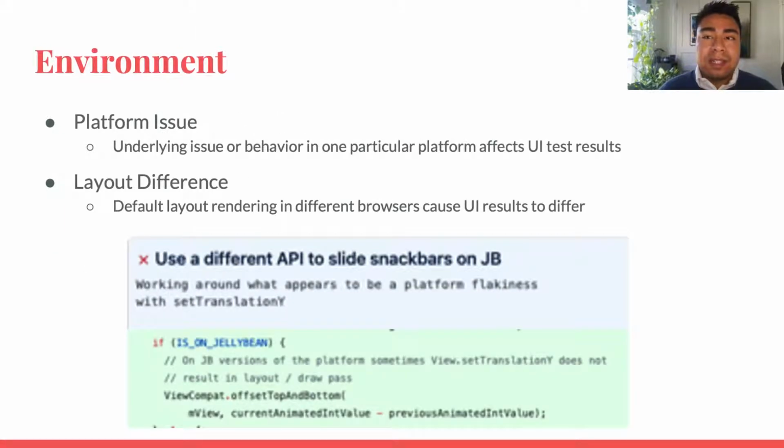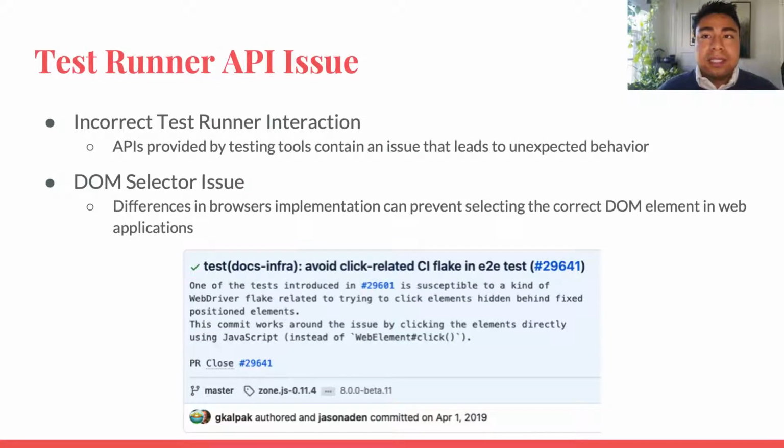The next category is environment, which includes subcategories like platform issue, where the platform being used causes the flakiness, and layout differences, where different rendering engines produce different layouts that differ from the expected layout. Test runner API issues include incorrect test runner interactions, where the API provided by the testing tools are the ones that contain the issue. DOM selection issues can't select the correct DOM elements due to browser issues or other elements interfering.